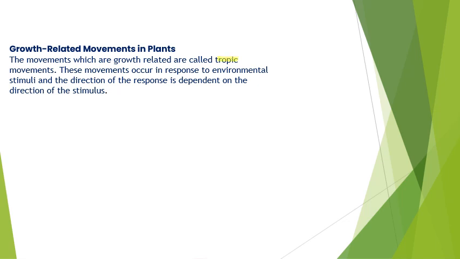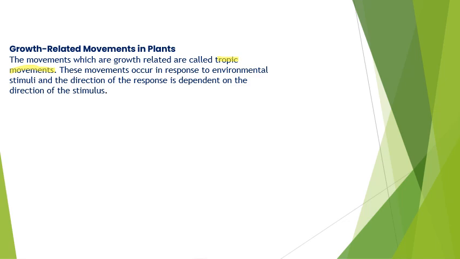The movements which are related to growth occur in response to environmental stimuli. But in growth independent movement, it does not depend on the environmental stimuli. In tropic movement, the direction of the response depends upon the direction of the stimulus. But in nastic movement it is quite the opposite. So growth independent movement is different when compared to growth related movement.